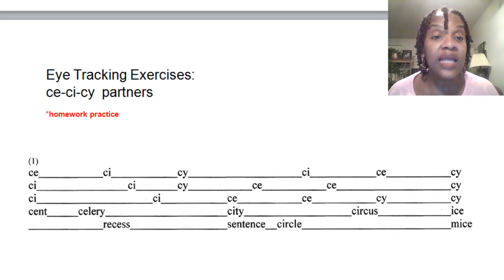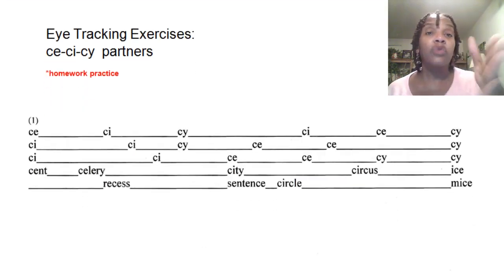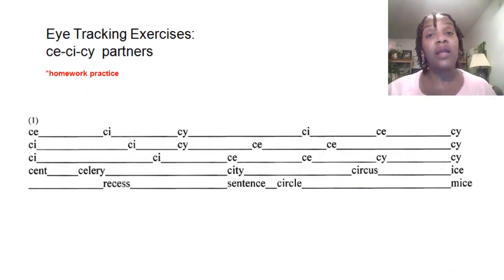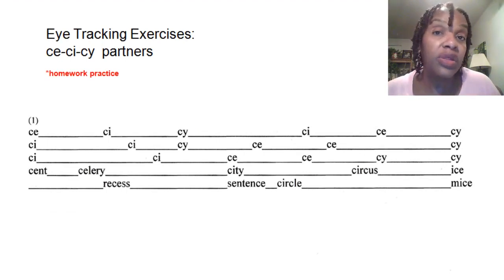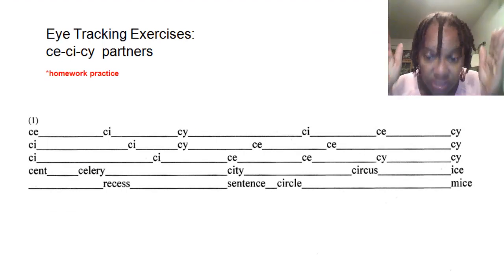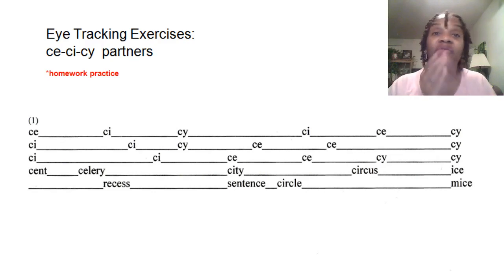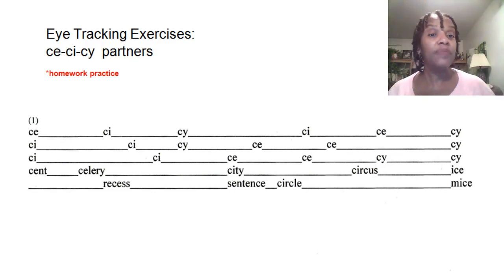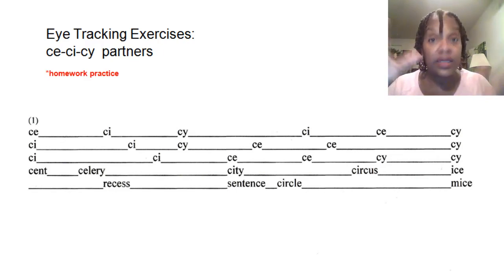Because if you get this down pat, your ability to read will go to another level. Let's say that you're in the 3rd grade. If you understand this, you'll be reading at the 4th and 5th grade, just like that. All right. So this is more of your homework. We're not going to do this in class today, but they're all mixed together.